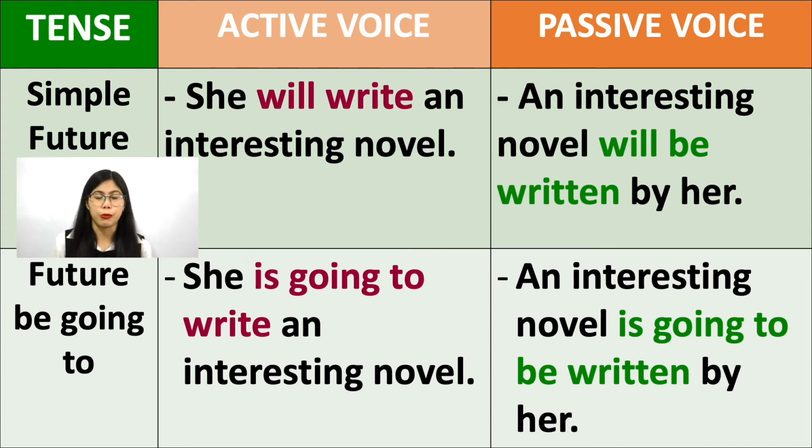And for future be going to, such as she is going to write an interesting novel. To change that into a passive voice, you may write, an interesting novel is going to be written by her. From is going to write in an active voice, it becomes is going plus to plus be plus past participle of the verb, which is written in a passive voice. So that's how to change that.